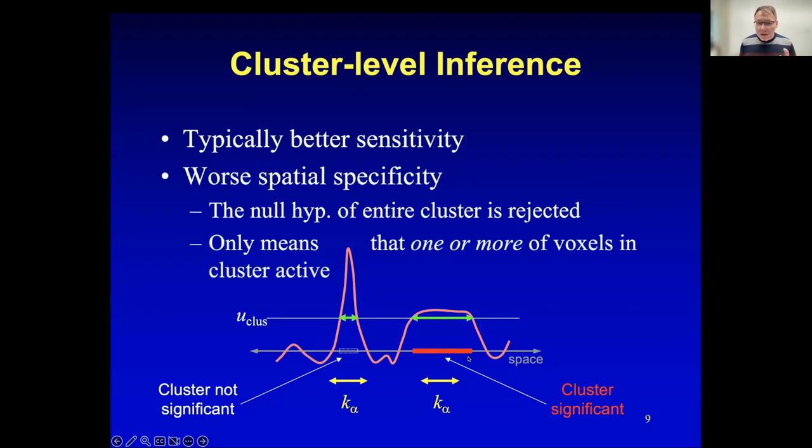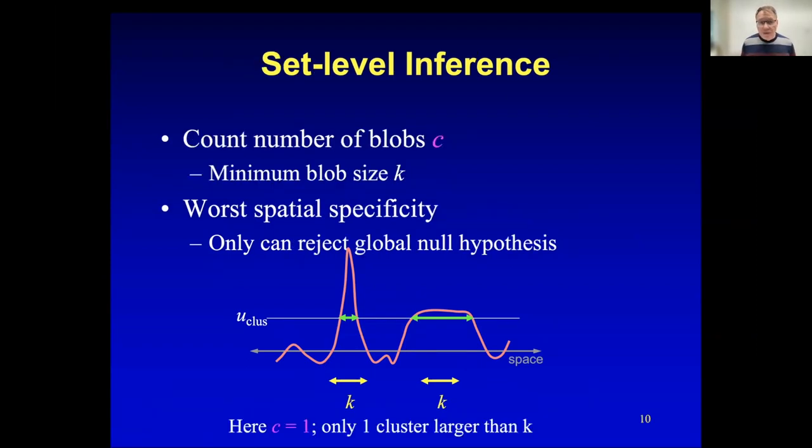But the downside to cluster inference is that it generally has less spatial specificity, because you're rejecting the cluster null hypothesis. We're not pointing to individual voxels and saying there must be something at that voxel. We're just saying that there is something somewhere in this cluster. So that's a trade-off. Generally more sensitive, but you have less spatial specificity.